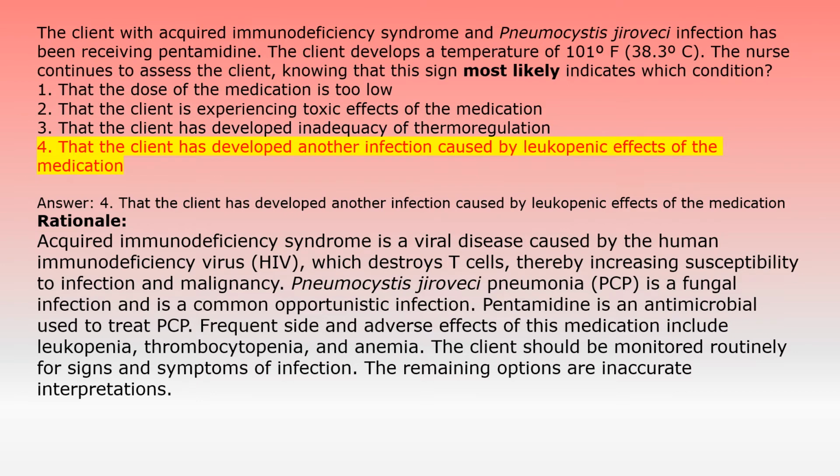Answer. 4. That the client has developed another infection caused by leukopenic effects of the medication. Rationale. Acquired immunodeficiency syndrome is a viral disease caused by the human immunodeficiency virus, HIV, which destroys T cells, thereby increasing susceptibility to infection and malignancy. Pneumocystis jiroveci pneumonia, PCP, is a fungal infection and is a common opportunistic infection. Pentamidine is an antimicrobial used to treat PCP.